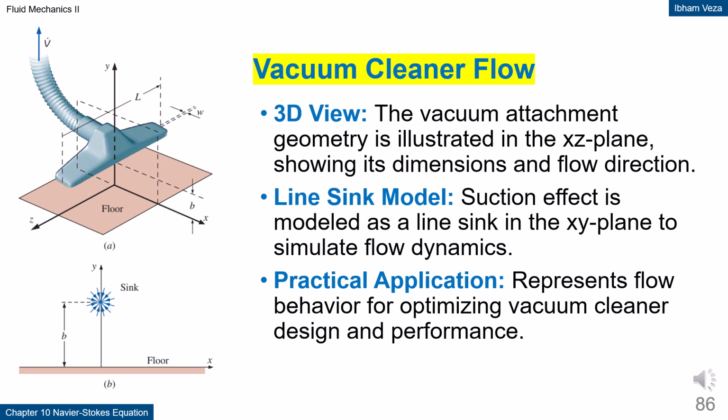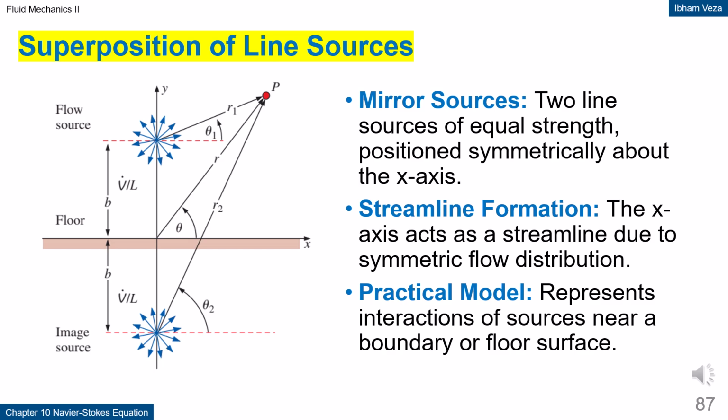The device geometry is shown in one plane, while the suction effect is represented in another plane. This model helps to understand how air flows into the nozzle. With this approach, velocity and pressure distributions can be estimated qualitatively. This example shows the application of potential flow concepts to everyday devices.